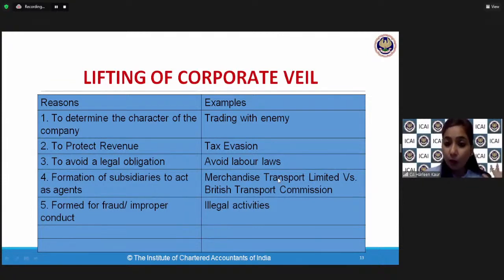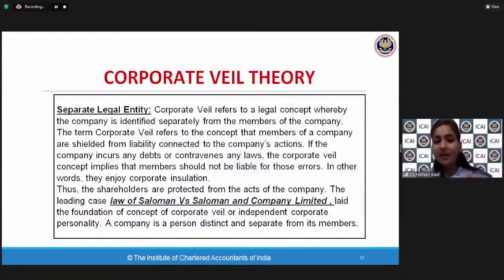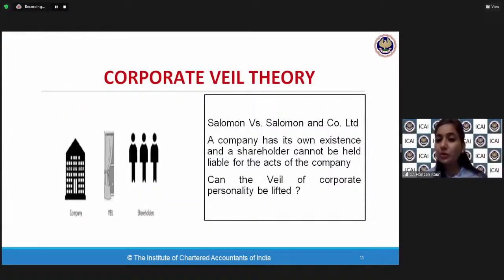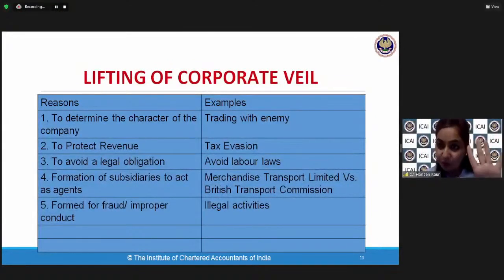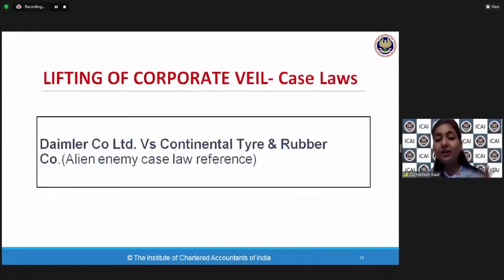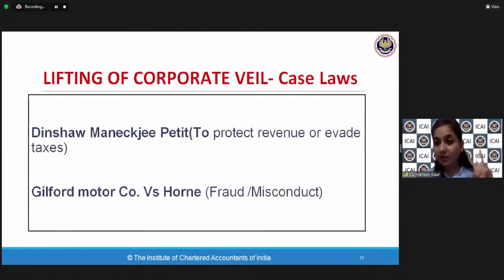Now, children, what you have to learn in this paragraph: remember Salomon versus Salomon and Company Limited, and these 5 exceptions of the corporate veil theory. How many case laws? Just these 3 case laws. No problem, they will be learned. Don't worry, just these 3. When you read them, you will memorize them.